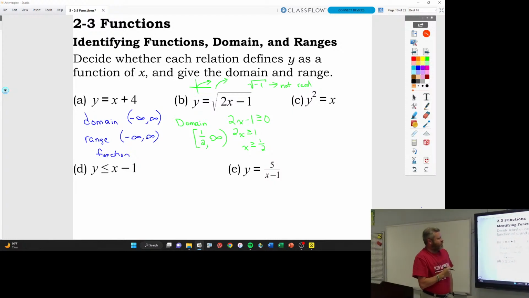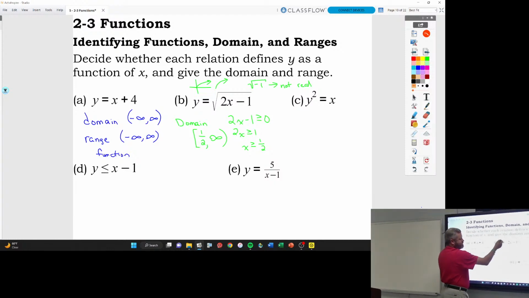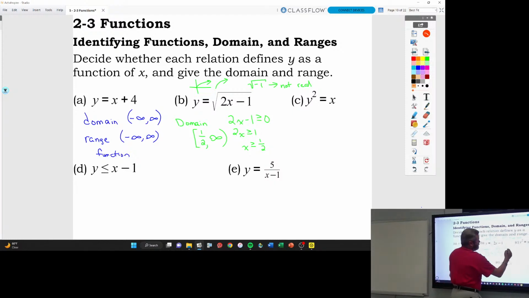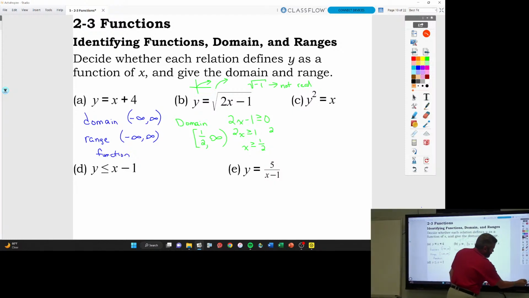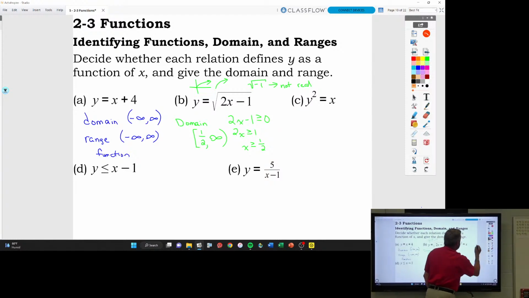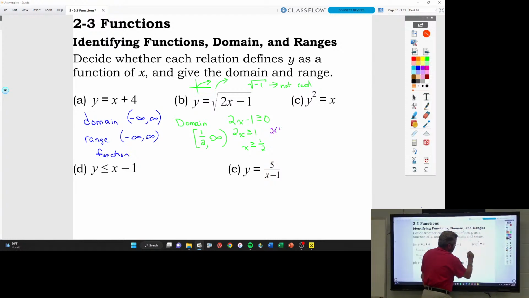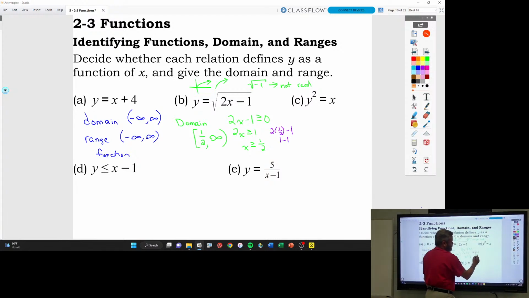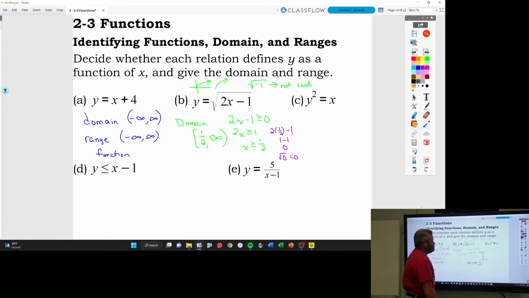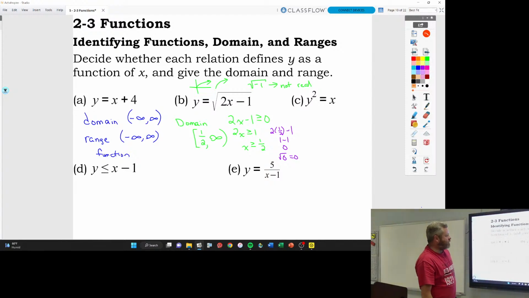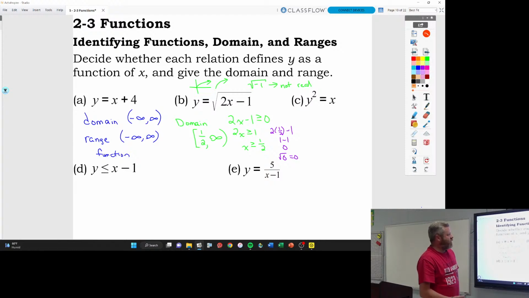Because I know that's what it looks like, I know this has a minimum value at the smallest x value. So if I plug in that 1/2, 2 times, let me go ahead and change colors, 2 times 1/2 minus 1. 2 times 1/2 is 1. 1 minus 1 is 0, and the square root of 0 is 0. And so this graph does in fact start with the smallest possible y value of 0.